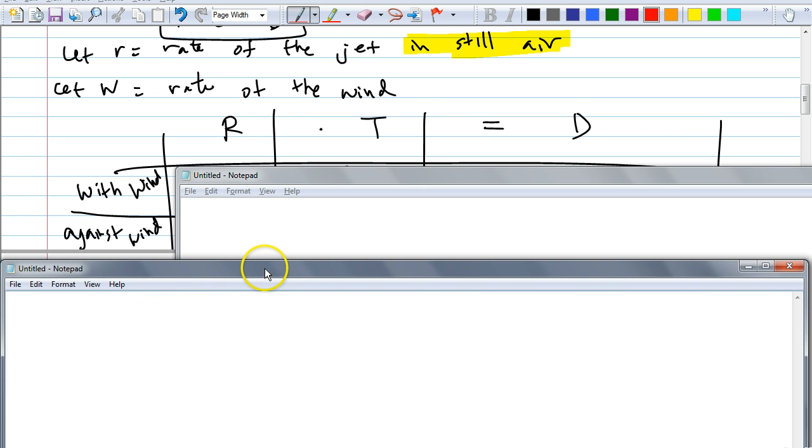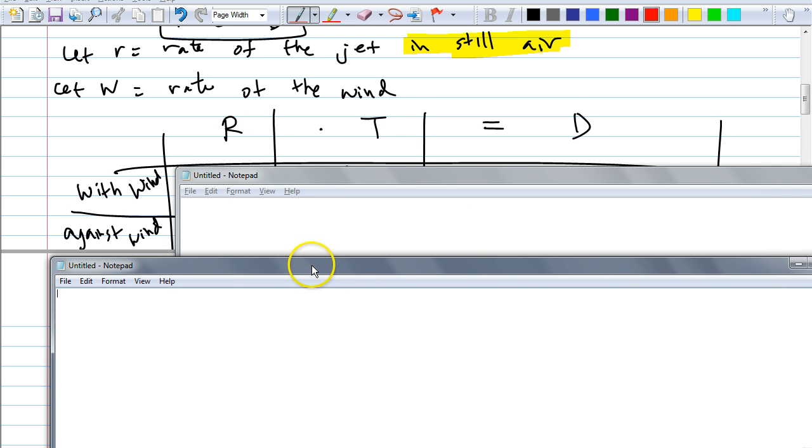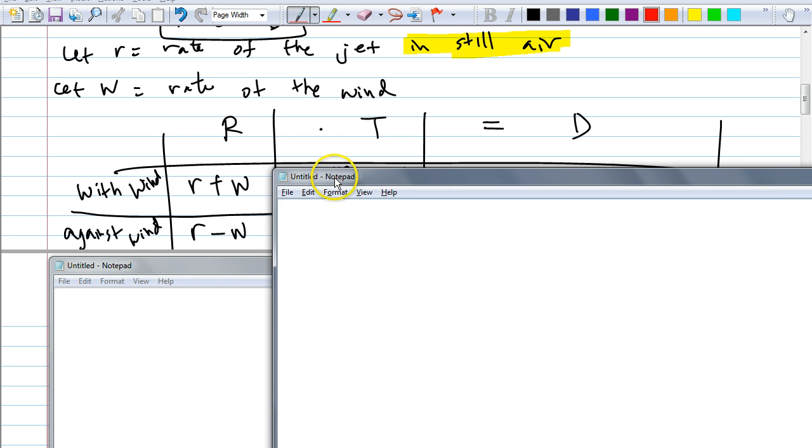So if that's true, what do you guys think about going with the wind? What would be the rate of this plane going with the wind? R plus W, exactly. What about against the wind, class? R minus W. Is this clear to everybody? Right, so we're going to have two cases, where you're going against the wind or with the wind. Of course, if you're going with the wind, your speed is going to be faster, right? So whatever your rate is in still air, it'll be plus wind, and whatever your rate is, minus wind, against the wind.